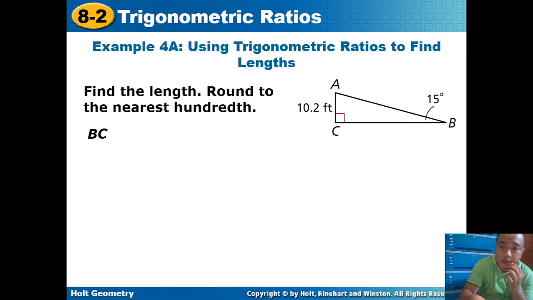Find the length, rounded to the nearest hundredths. We have here right triangle ABC. One leg is 10.2 feet with angle B 15 degrees. Find the length of side BC, the adjacent side. Okay, so if the adjacent side and the opposite side are the sides involved, then what trigonometric function are we going to use? Is it sine, cosine, or tangent? Of course, tangent, because the sides involved are the opposite and adjacent sides.